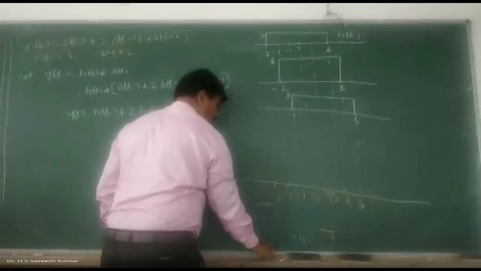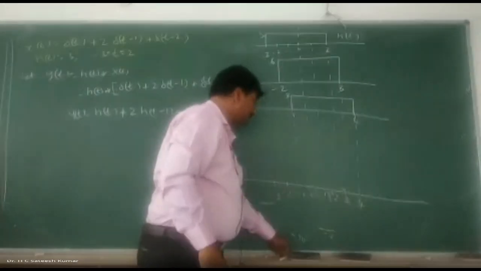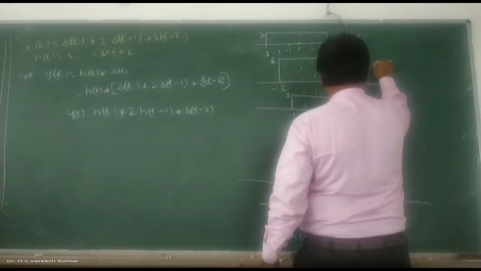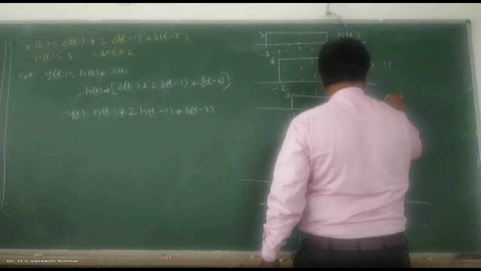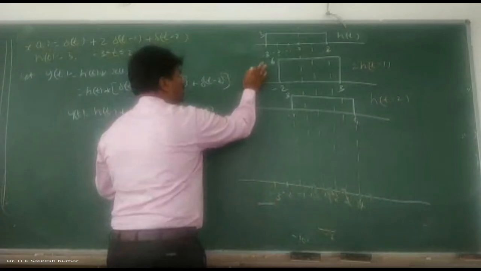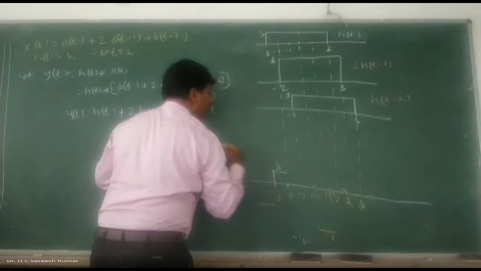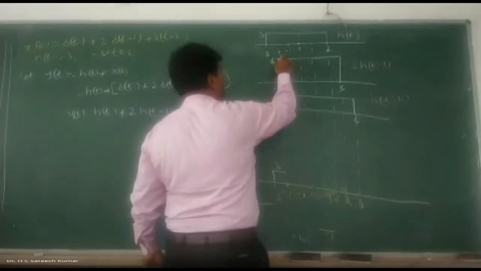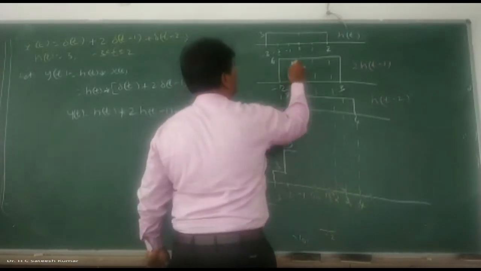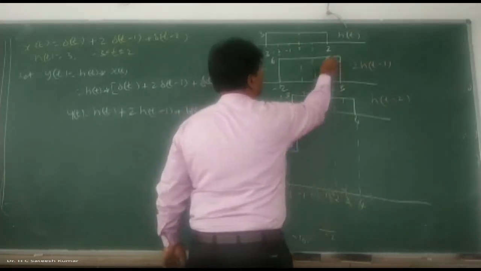Okay, right. So now you write down, add these 3. This is your h of t. This is your 2h of t minus 1. And this is h of t minus 2. Add all of them, very simple. 0 plus 0 plus 3 is 3. This is 3. And next, 0 plus 6 plus 3 is 9. So you will get 9. And 3 plus 6 plus 3 is 12. Up to this point, no change at all.